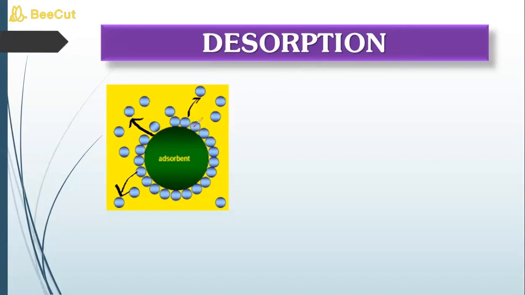Assume there are so many gas molecules adsorbed on the surface of an adsorbent. If I start removing them by an external means, how may it look? It will look like this. Technically, desorption is the removal of all the particles which are adsorbed on the adsorbent.